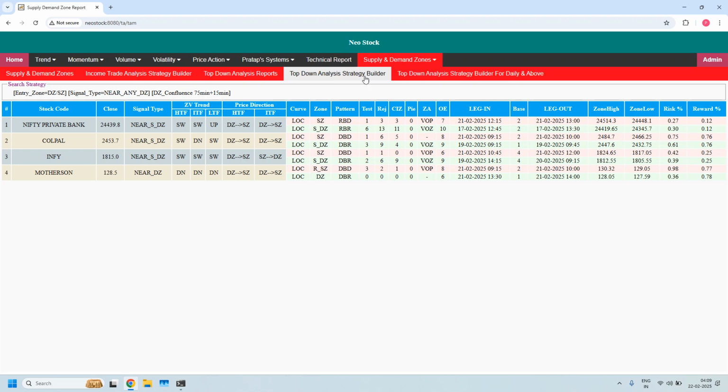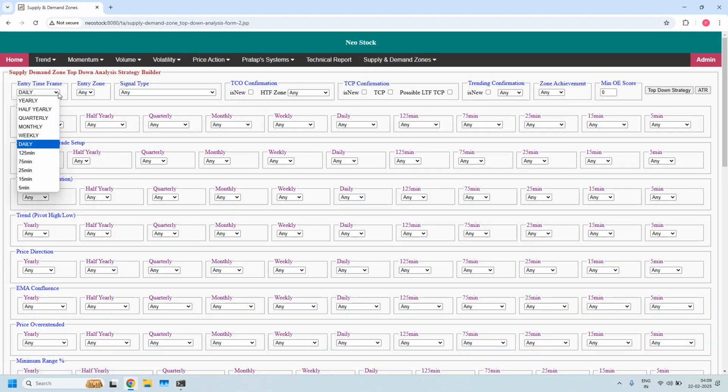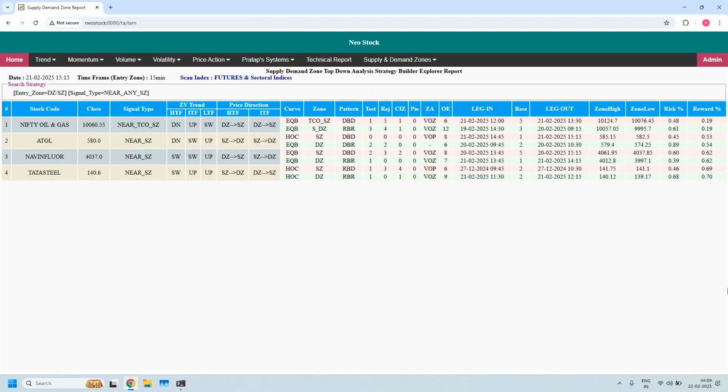Okay, next, for 15 minutes time frame, stocks near 15 minutes supply zone, we got 4 stocks.